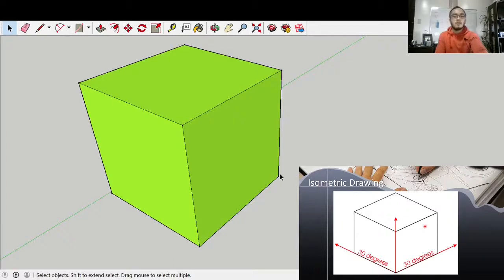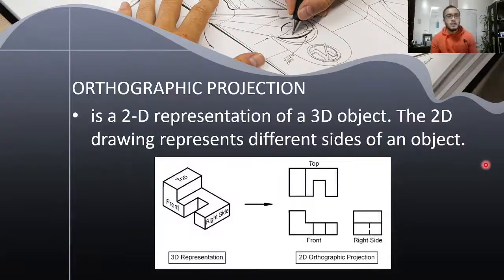And our main focus for this subject is isometric drawings. I just compared them. So that would be it. So next up, orthographic projection. As per the definition once again that is stated in this slide right here, orthographic projection is a two-dimensional representation of a three-dimensional object. The 2D drawing represents different sides of an object. So this definition right here is pretty straightforward. What it means is that if you want to represent a certain three-dimensional object orthographically, you must just represent the different sides of it. Namely, that would be the top, the front, and the right side view.